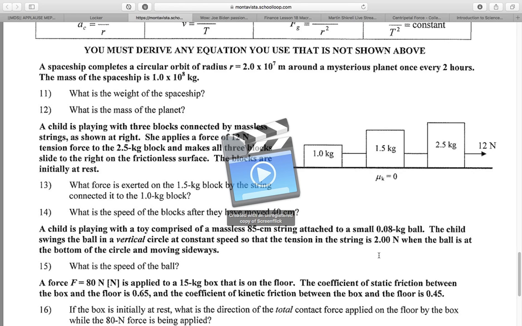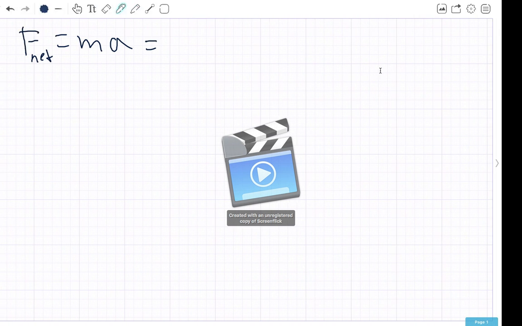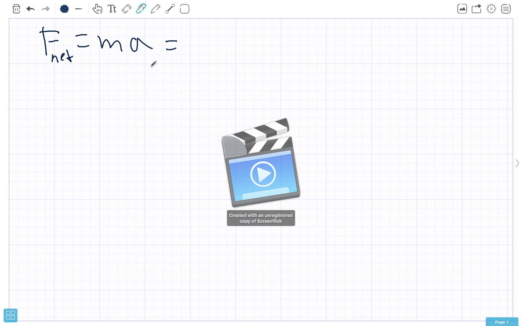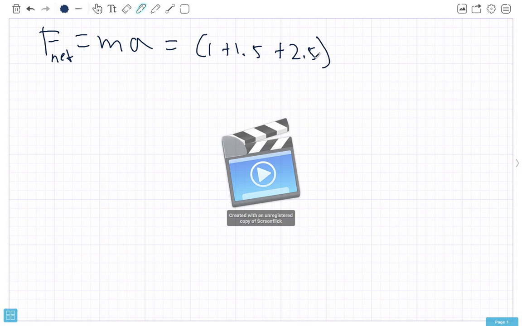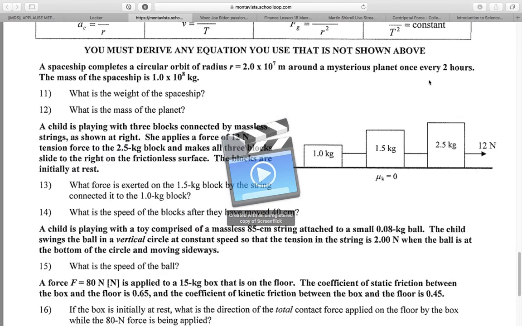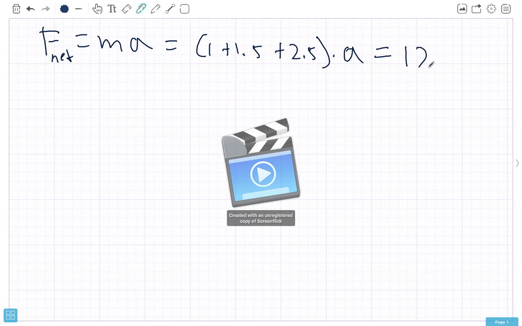Yes, you also have gravity, mass times gravity, so you have your weight, which goes downward, but that's going to get balanced out by the normal force, which is perpendicular to the surface. So let's start. You have 1, 1.5, and 2.5. Drawing our F net equals ma, which in our case is equal to m, which is 1 plus 1.5 plus 2.5, times a, because we don't know what the acceleration is. And that's equal to 12, because there's no force going backwards, so the net force is 12.